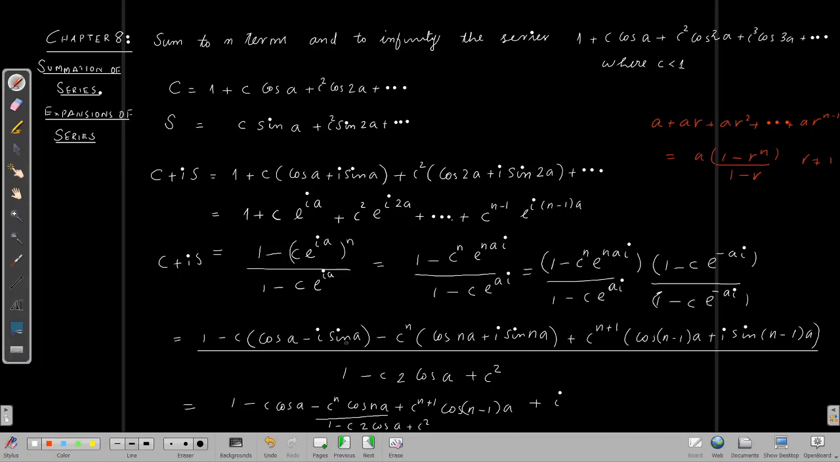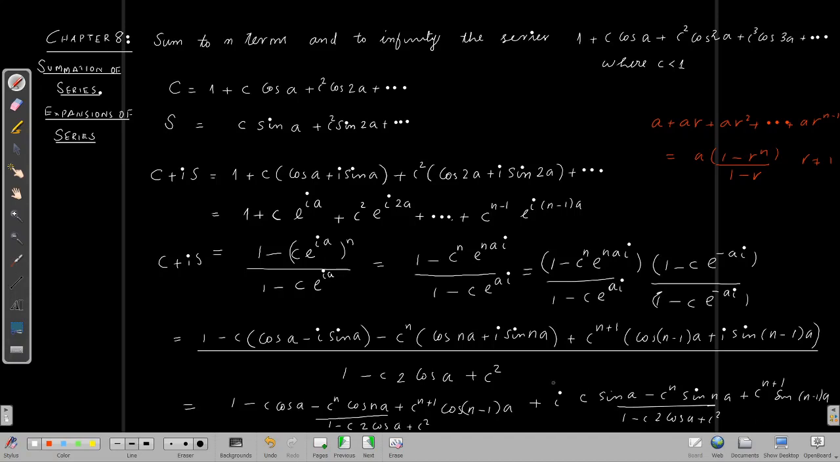the imaginary part, as the coefficients of i here. So the first term will be, when you multiply all this, minus c times minus this quantity, so that will be c sin a, minus c raised to n sin na, that comes from the second term, and from the last term we have c raised to n plus 1 sin (n minus 1)a, all divided by the same denominator, 1 minus 2c cos a plus c square.